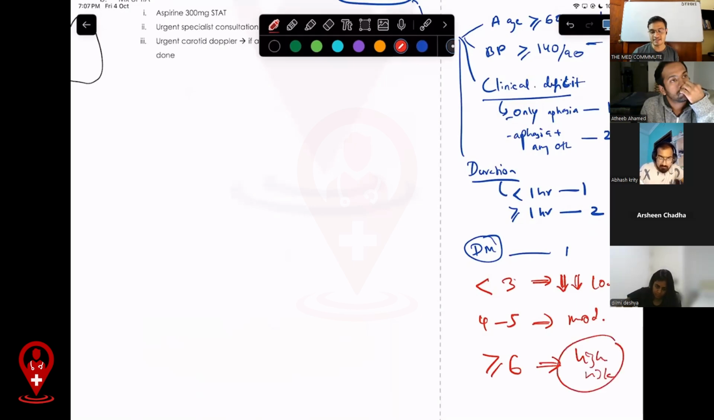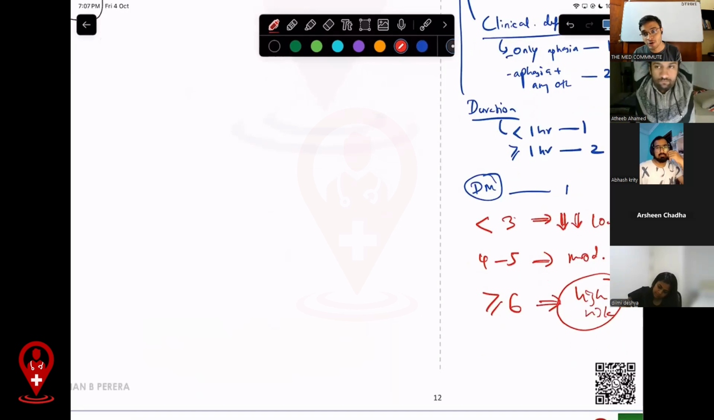So if it is high risk, what should we do, guys? Do we start RTPA immediately? No. A TIA is not an indication for an RTPA. We need some other features as well. Just because the patient has a TIA, we can't start them on RTPA. But what should we do?